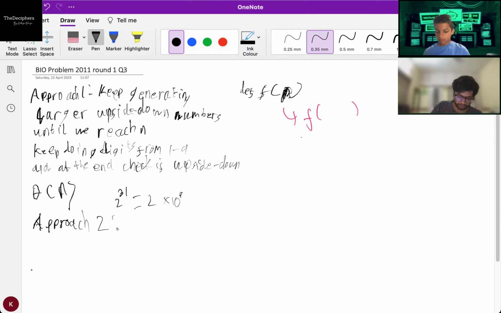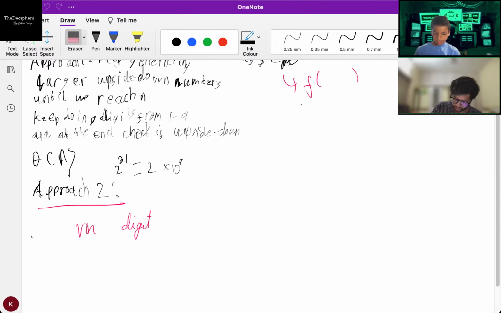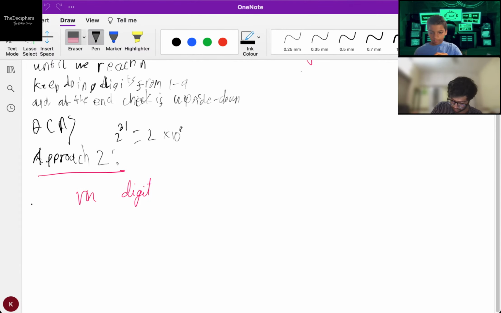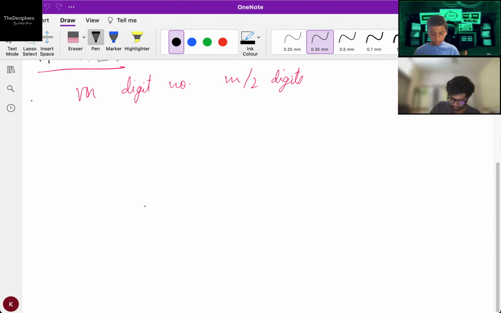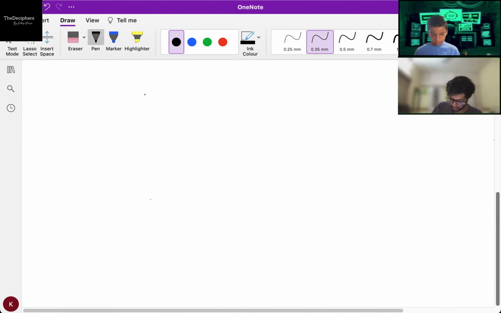So we have done something similar. Let's try approaching it like that again. We have to make some m-digit number where we already know the first m by 2 digits. If we have the first m by 2 digits, then we can make the rest of the digits. Have the first half, the second half is easy to make.